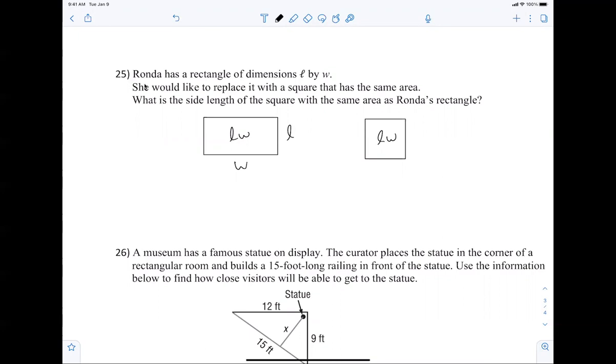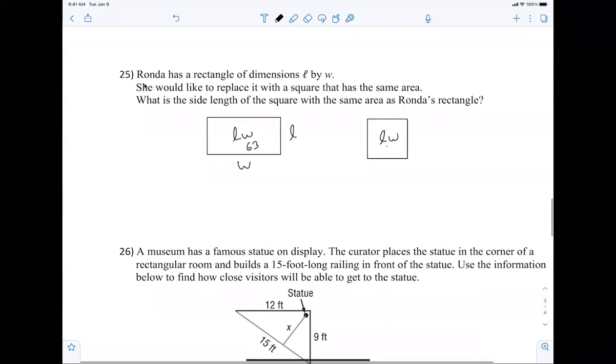So for example, let's say this area is 63. So that means this over here is going to be what? 63. So how do I find the side? Yeah, square root of 63. So do I understand that? So the answer is just the square root of LW. That's not bad. All right, someone else.